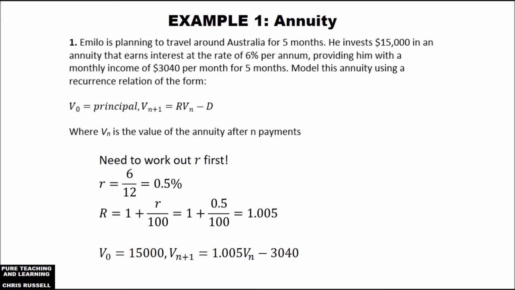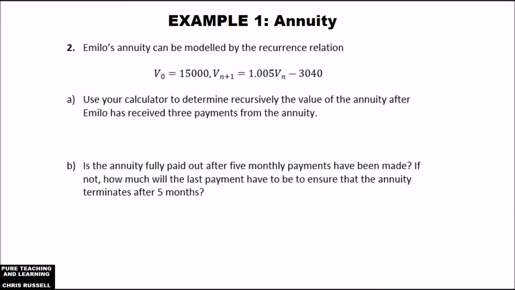Now we use that value to get the common ratio. So the common ratio equals 1 add R over 100 equals 1 add 0.5 over 100, and that equals 1.005. So V0 equals 15,000, Vn+1 equals 1.005 Vn minus 3,040. So now we know the recurrence relation.